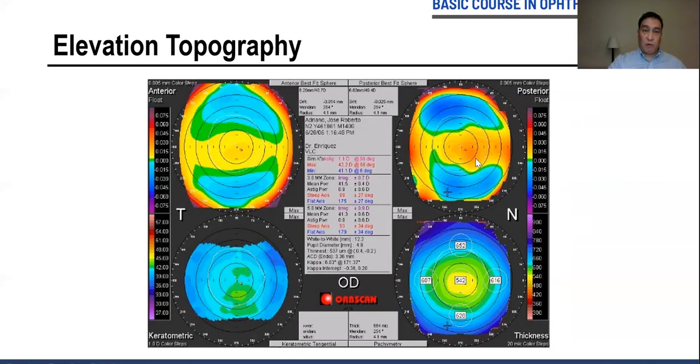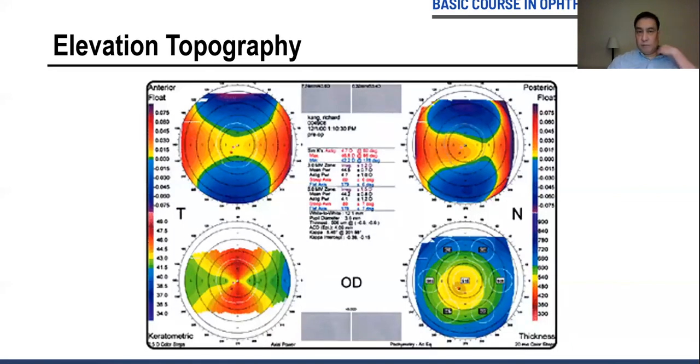So you can actually measure both. And then there's a keratometric map. This one sort of tries to interpolate it the way a Placido measurement will render it. And of course, the beauty of this is that it can also show you thickness of the cornea at any of the points along the entire cornea. And so this is the great advantage of elevation topography.